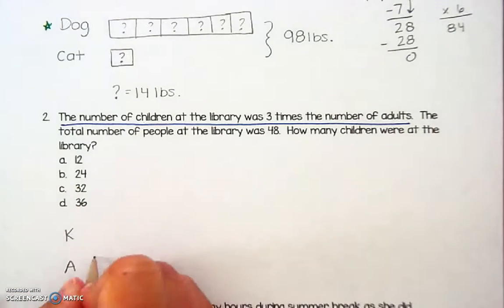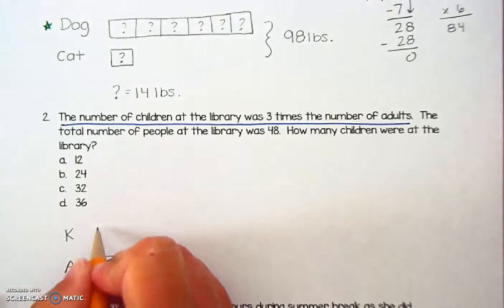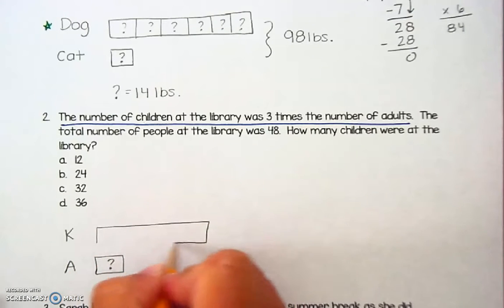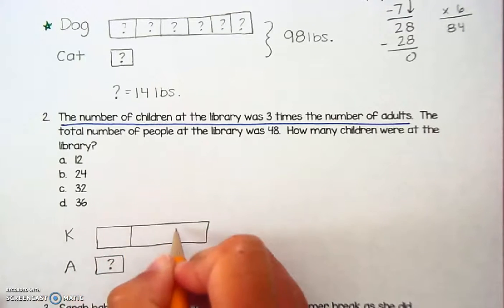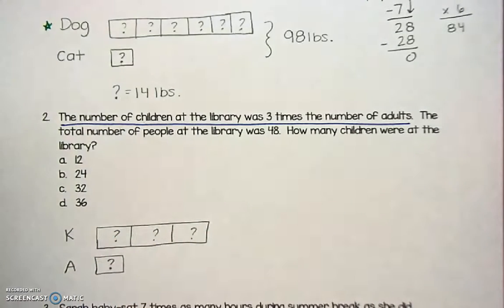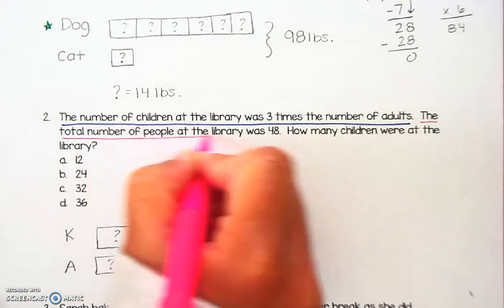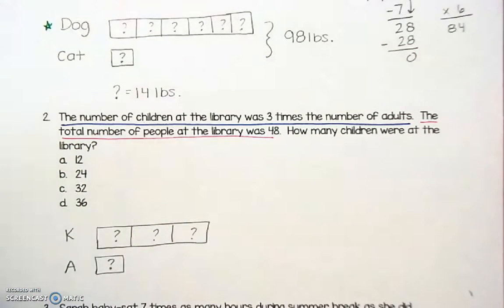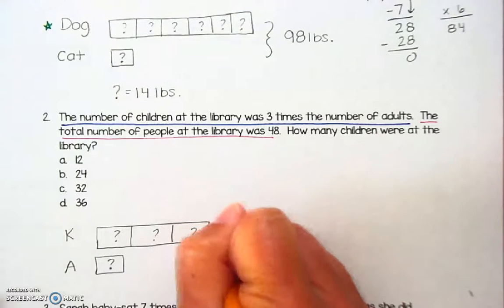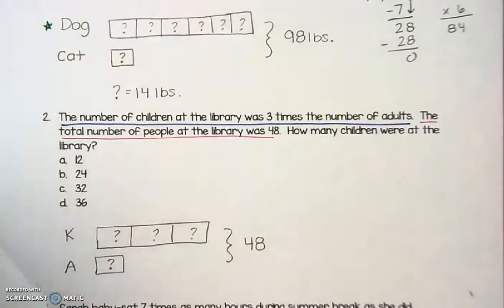Since there were fewer adults, that gets one group of a mystery number. And there were 3 times as many kids, so that's going to get 3 groups of a mystery number. Now I have my bar model set up. The second sentence says the total number of people at the library was 48. So that means all together, kids and adults, there were 48 people at the library.